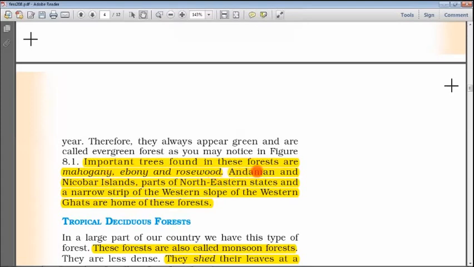Where are these forests located in India? The Andaman and Nicobar Islands, parts of the northeastern states, and a narrow strip of the western slope of the Western Ghats are home to these forests. You can imagine there has to be a tropical climate and heavy rainfall. In such regions only are these tropical evergreen rainforests located in India.